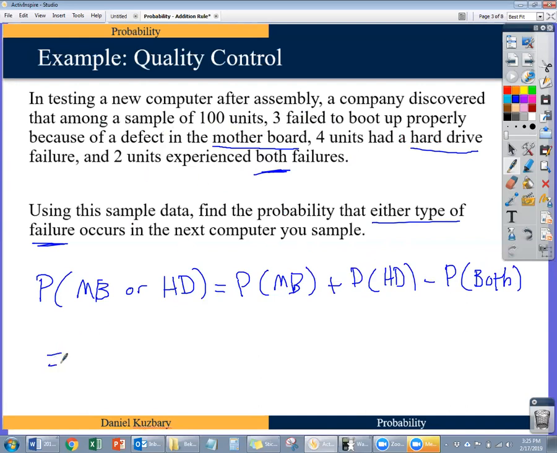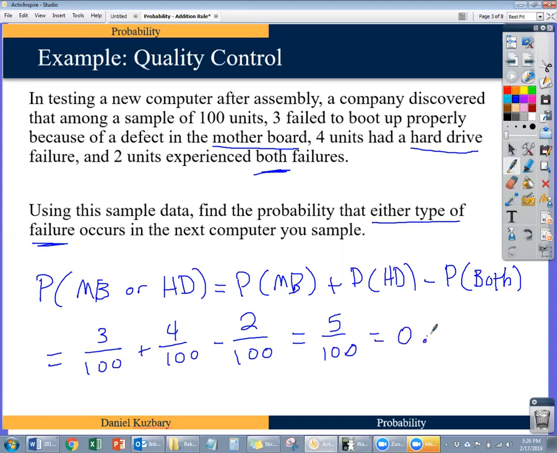So the probability that the motherboard fails: 3 of them failed because of the motherboard. That's going to be 3 out of 100. The probability that the hard drive fails is 4 over 100, and that's just coming from the paragraph up there. And then the probability that both of them fail is going to be 2 over 100. And then when you do that addition and subtraction, you end up with 5 over 100, which ends up being 0.05, which is on the borderline for being unusual.